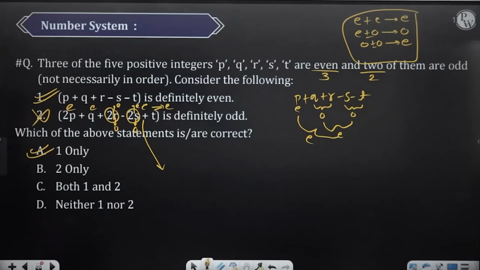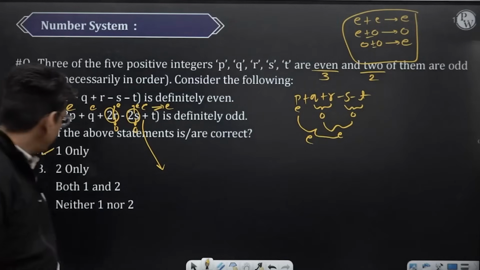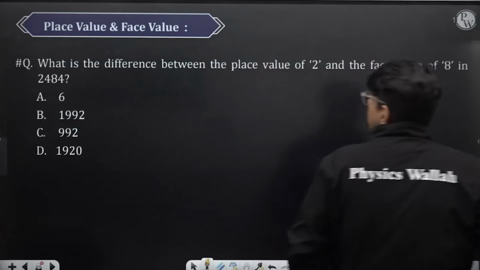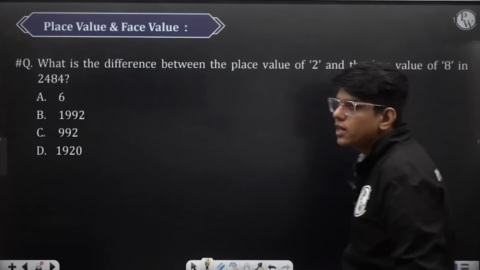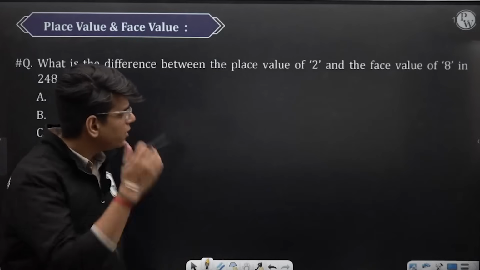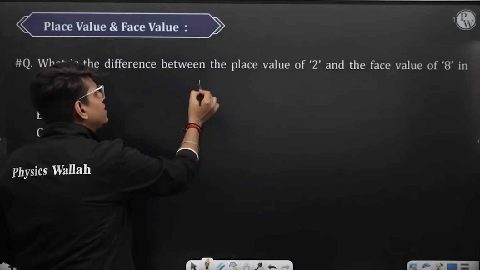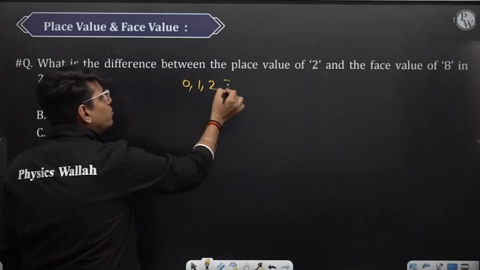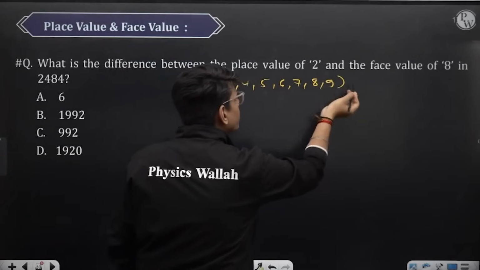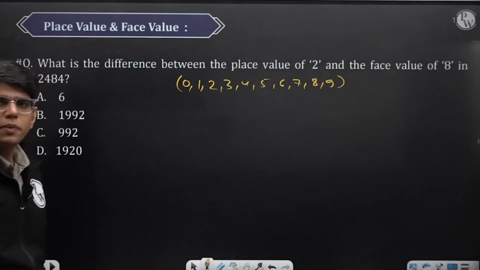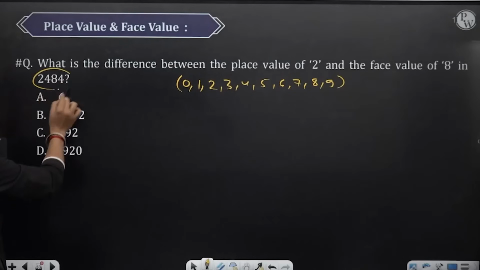Only one is correct, right? Next thing we have to see is this. What is the difference between the place value of 2 and the face value of 8 in this? So what are the face values? Face values of the digits are simply 0, 1, 2, 3, 4, 5, 6, 7, 8 and 9. What are the place values? Place value depends on the place of the digit in the number.